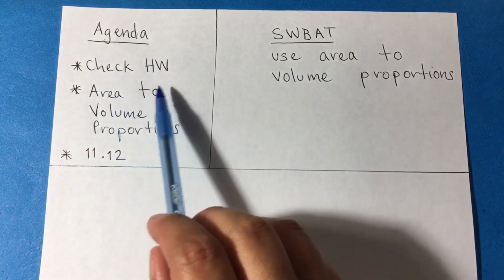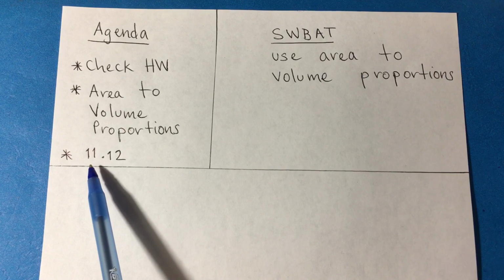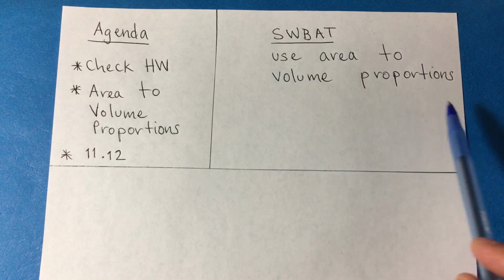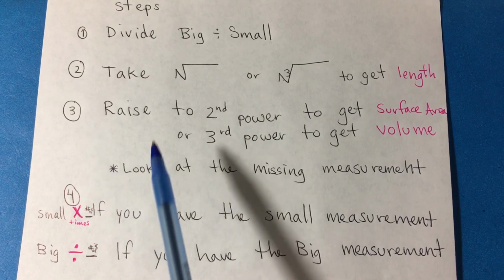Students, today's agenda is to check homework. We'll be learning about area to volume proportions, and you will be able to do 11.12. Today, students will be able to use area to volume proportions. But before we start, these are the steps that we need to take.